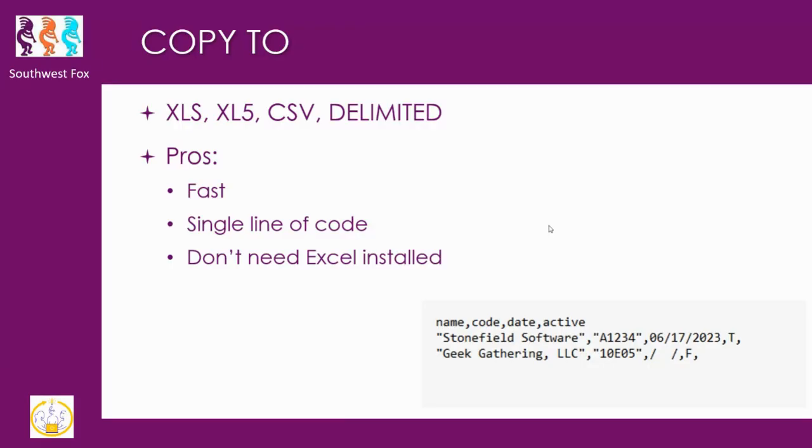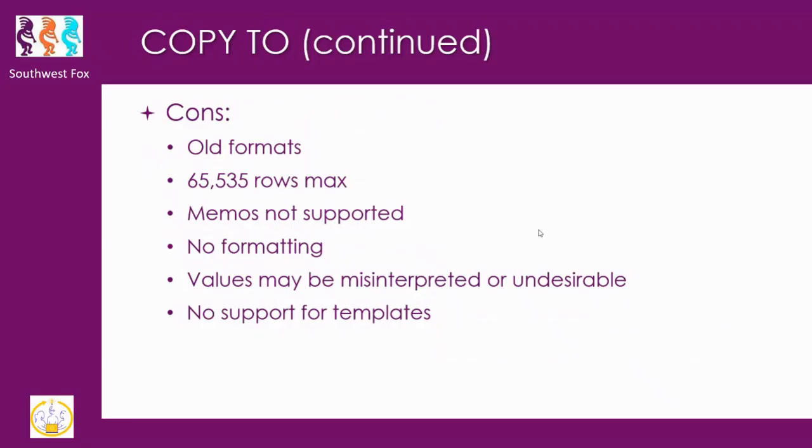So the pros for COPY TO are that it's fast, it's a single line of code, and you don't have to have Excel installed to create the file. When I say that for this and other examples, I mean to generate the file. Obviously, you have to have it to open the file in Excel, but you don't have to have Excel installed on the machine. So this would work fine on a server, for example, that doesn't have Excel installed, and somehow you get the file to a workstation where the user does have Excel, and they would open the document there.